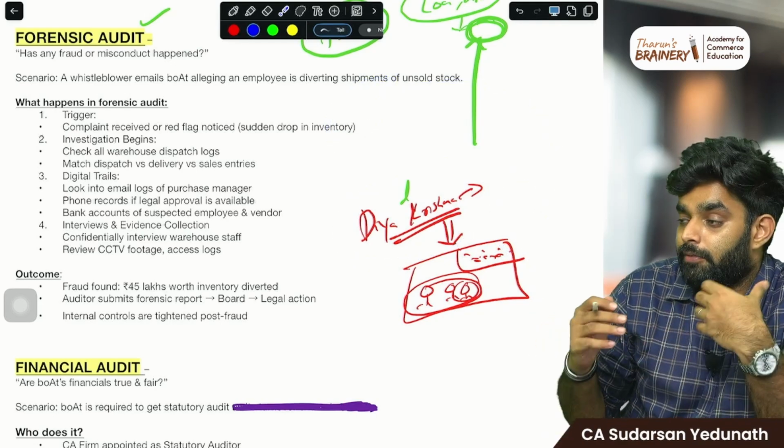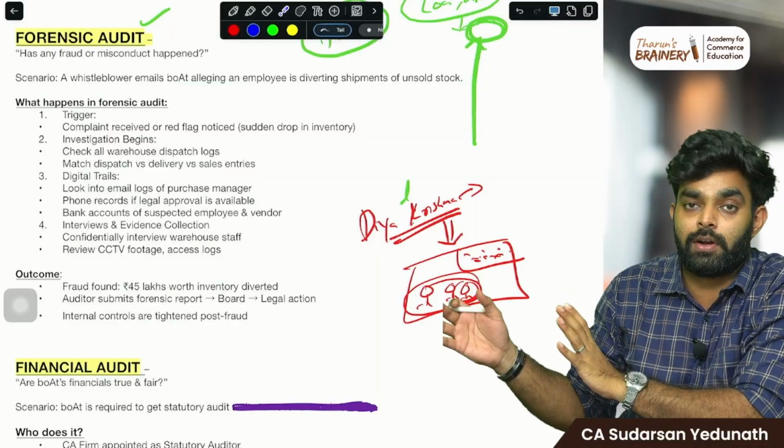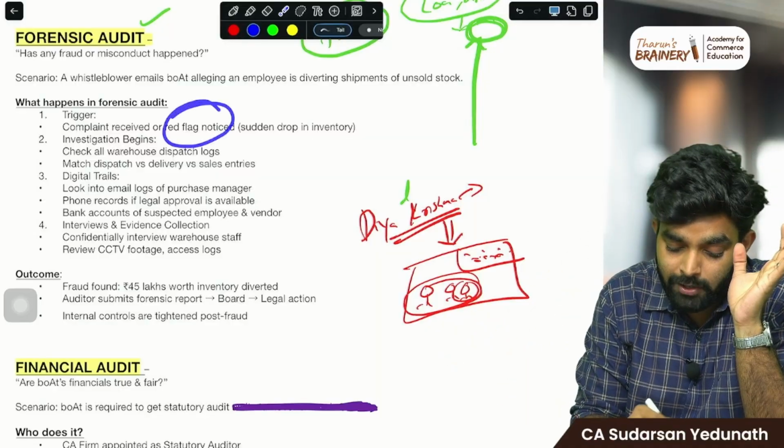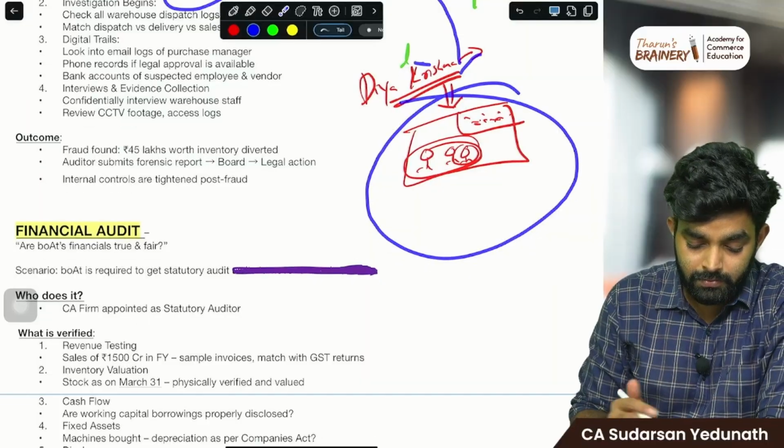You need not be 100% sure that it is a fraud before you call a forensic auditor. If you have a red flag noticed, call a forensic auditor. He will identify it. And the outcome will be like this.